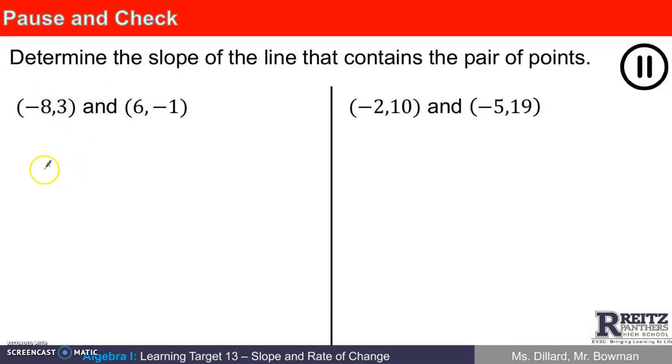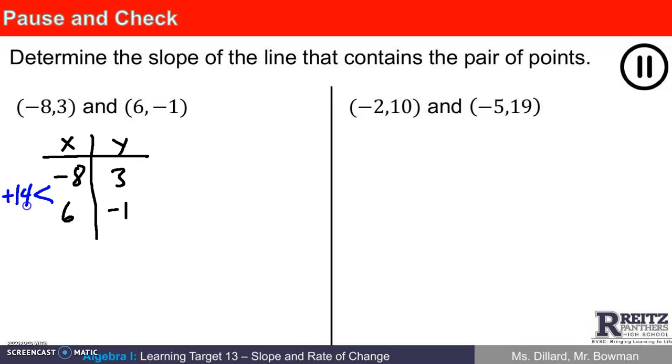Let's find the slope between these 2 points, -8, 3, and 6, -1. So -8, 3 belongs in one row. 6, -1 belongs in the other. How do I get from -8 to 6? I need to add 14. That's a lot. -8 plus 14 is 6. How do I get from 3 to -1? Well, I need to subtract 4. 3 minus 4 is -1.